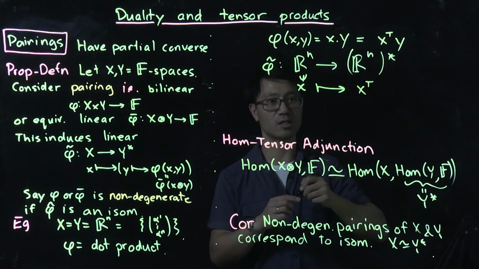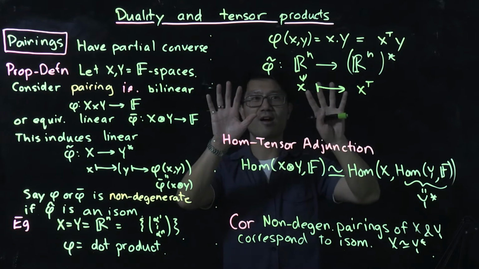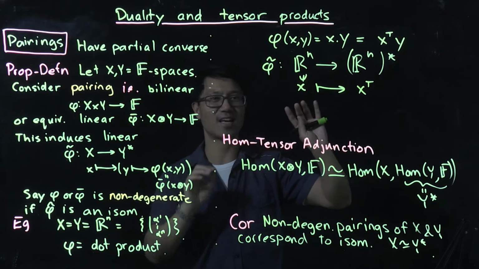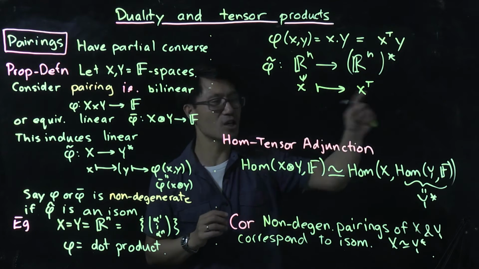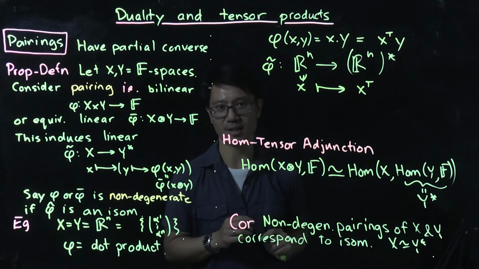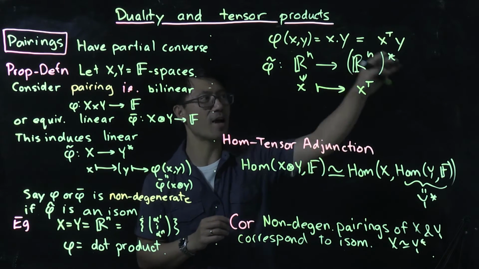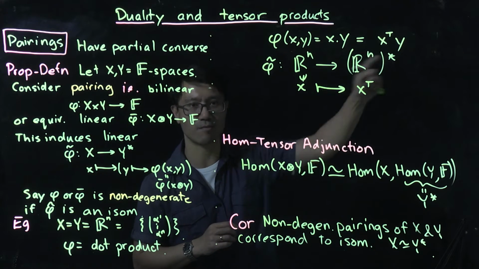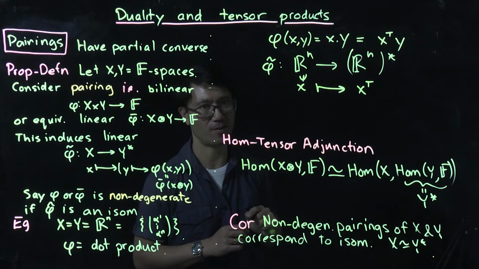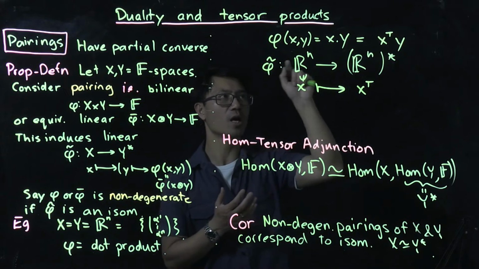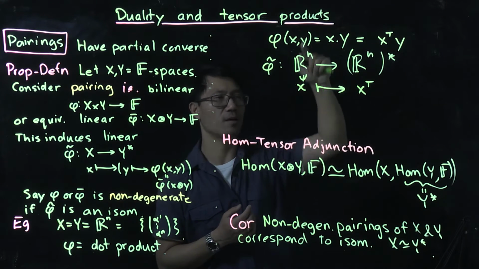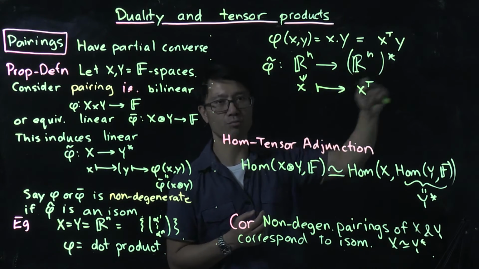It's just x transpose. So it's very nice what this phi tilde does in this case. It takes a column vector and just transposes it so it becomes a row vector. And row vectors are naturally elements of the dual space of Rn if we think of Rn as column vectors. So that's one way to distinguish Rn from its dual space. If this is column vectors, then the dual is row vectors.